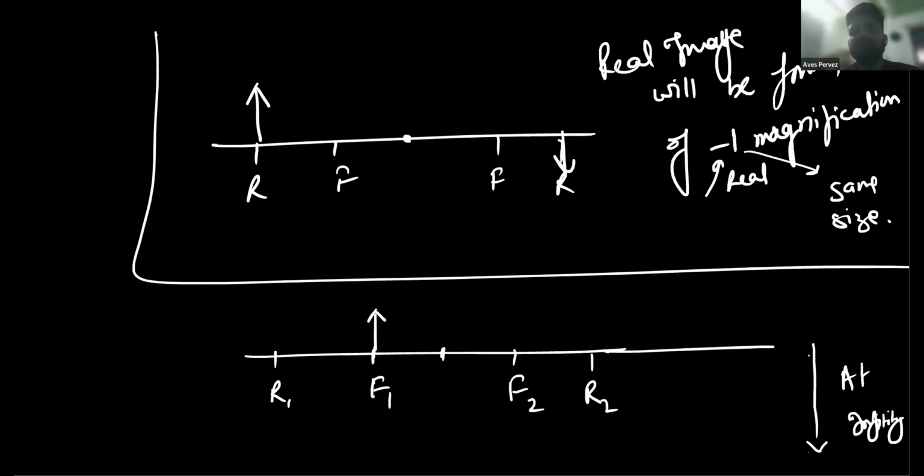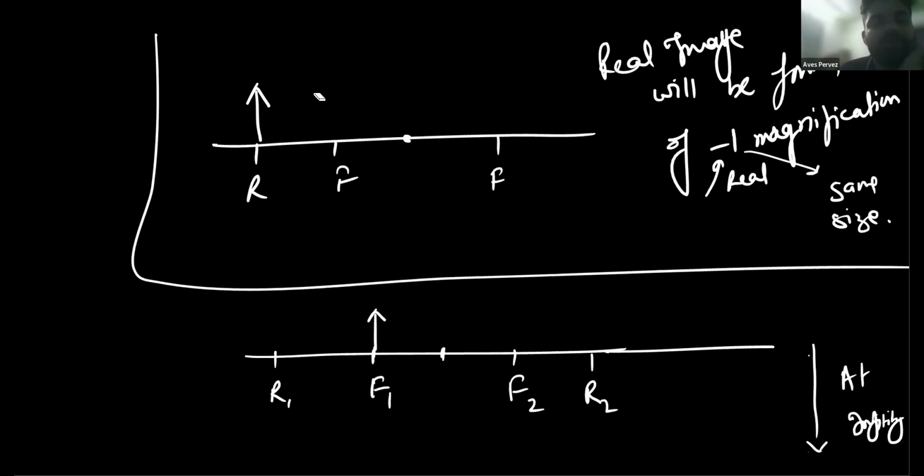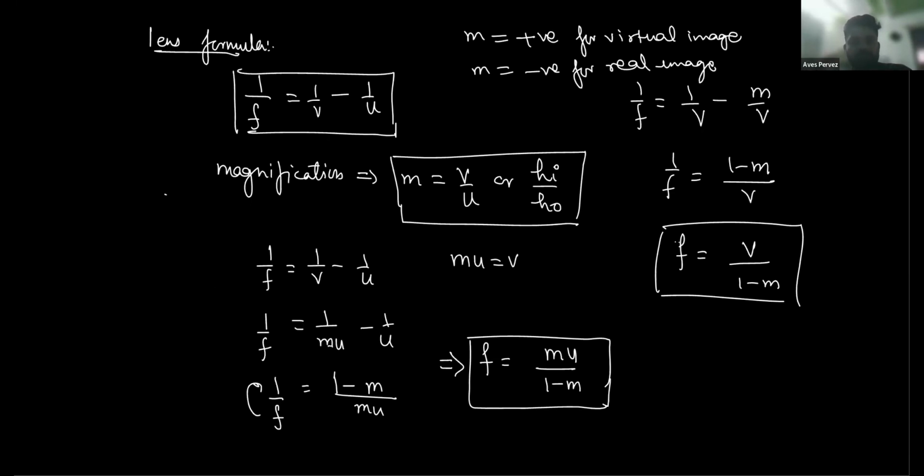Note it down. So this is the same case. The object is placed at R. The image will be formed at R of the same size. Okay, got it? You understood? Yes, sir. Amar, you understood? Yes, sir. So let's move to the other cases.